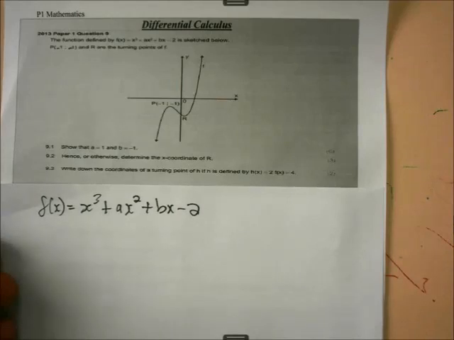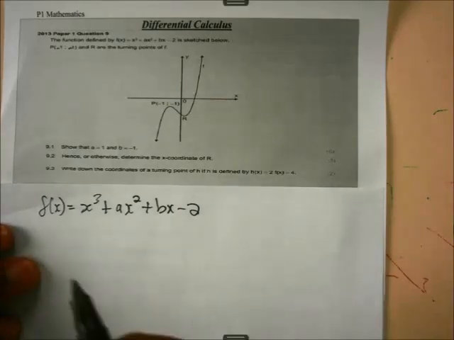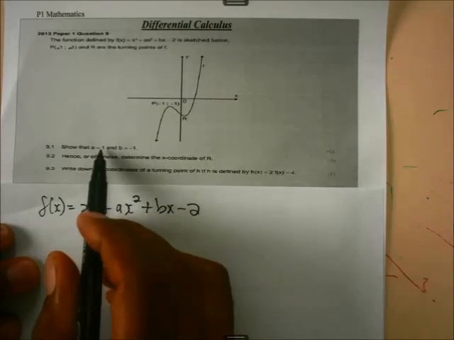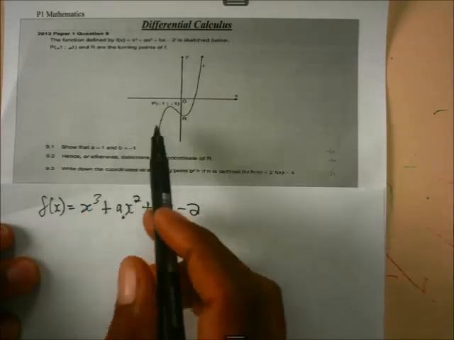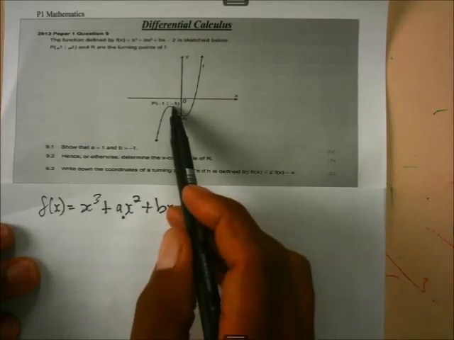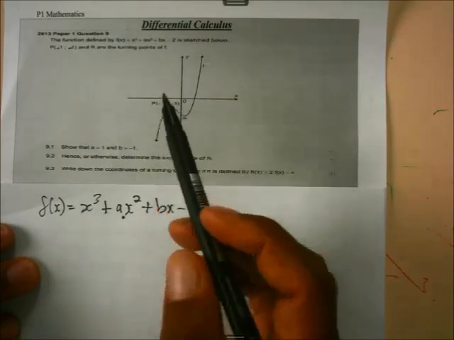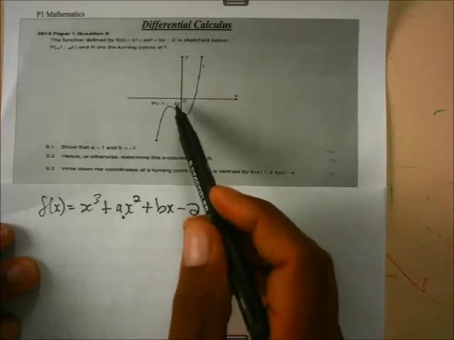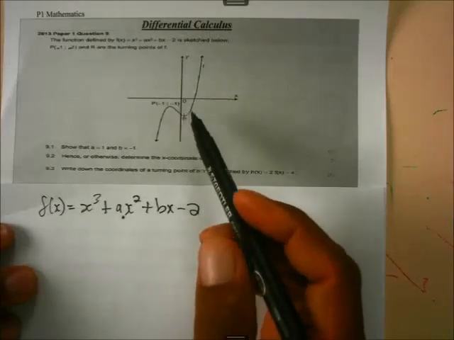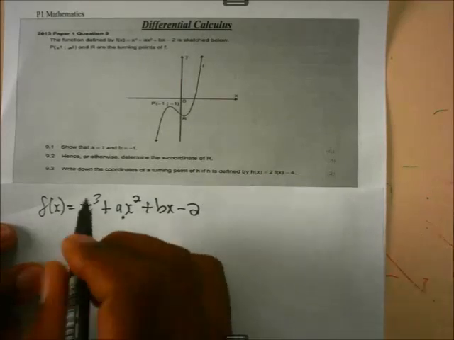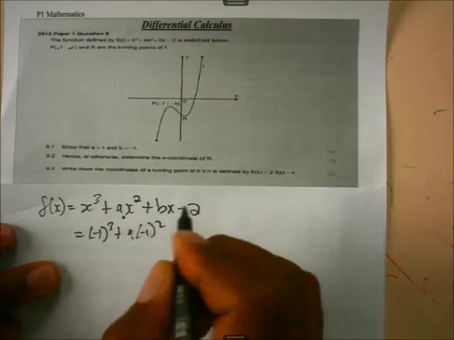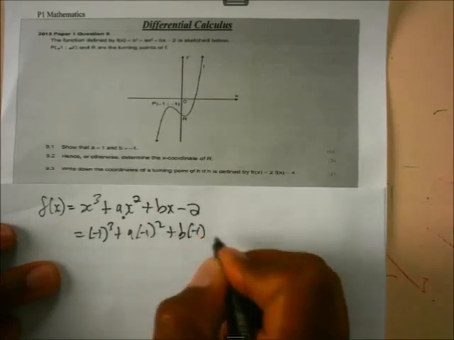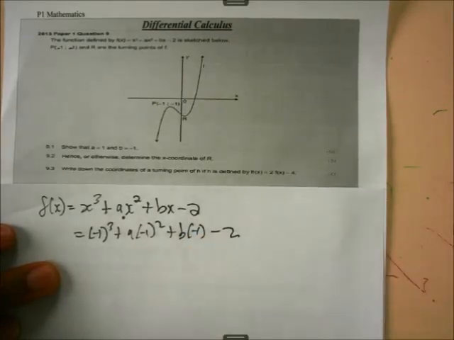It means what you are going to do: first, we know that when we substitute 1 in the original equation, we are going to get the corresponding y value, which is minus 1. That's what you're going to do. If we substitute negative 1 into x to the power of 3 plus a times negative 1 squared plus b multiplied by negative 1 minus 2, then the answer that you are going to get will be minus 1.